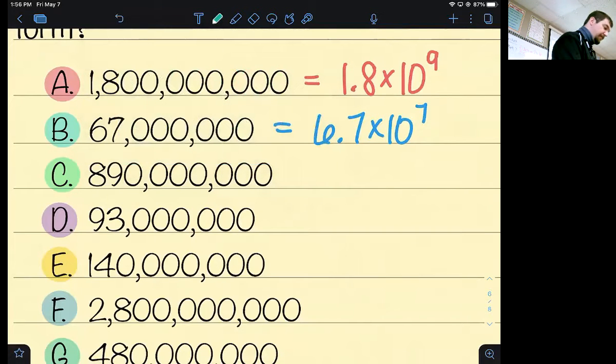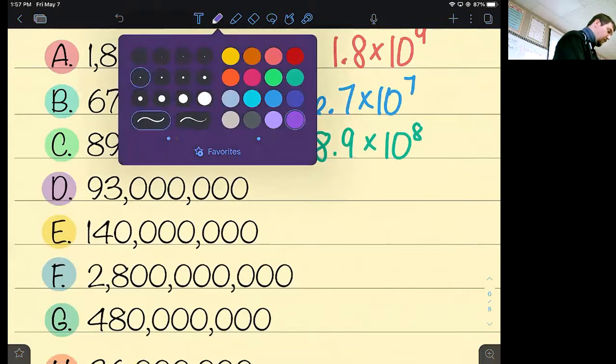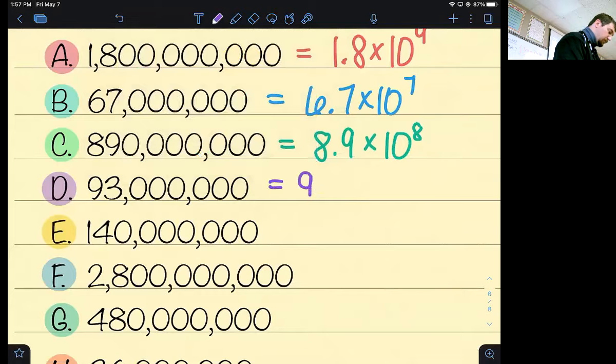Next one, Caitlin. 8.9 times 10 to the power. Got it. 1 less than 10 to the power of 9, right? Because this is 100 million, not a billion, but 100 million. Okay. AJ Finney, example D. 143 times 10 to the power. Good.